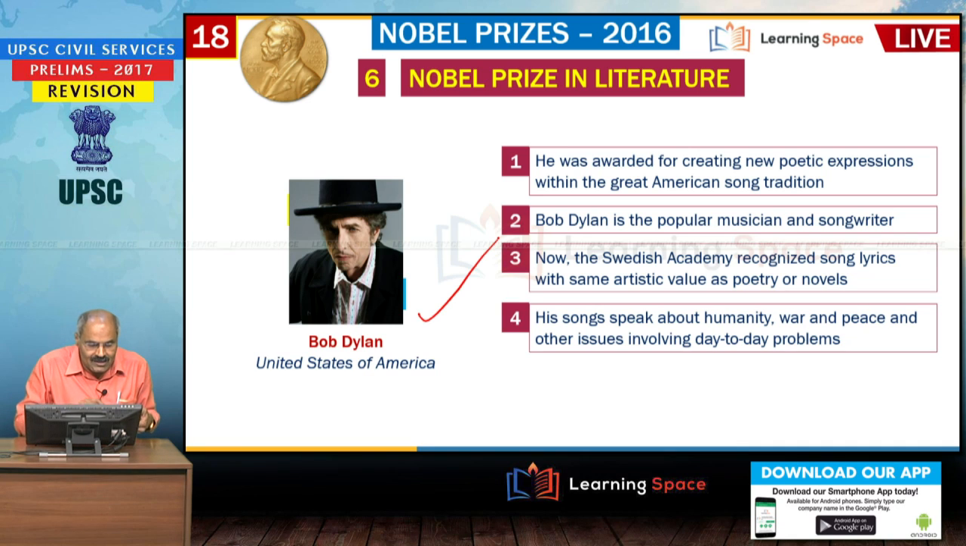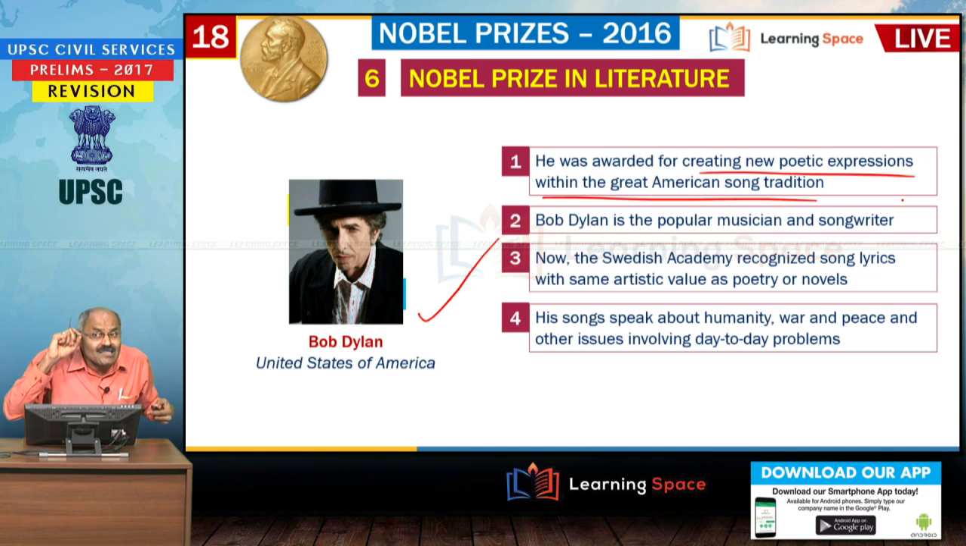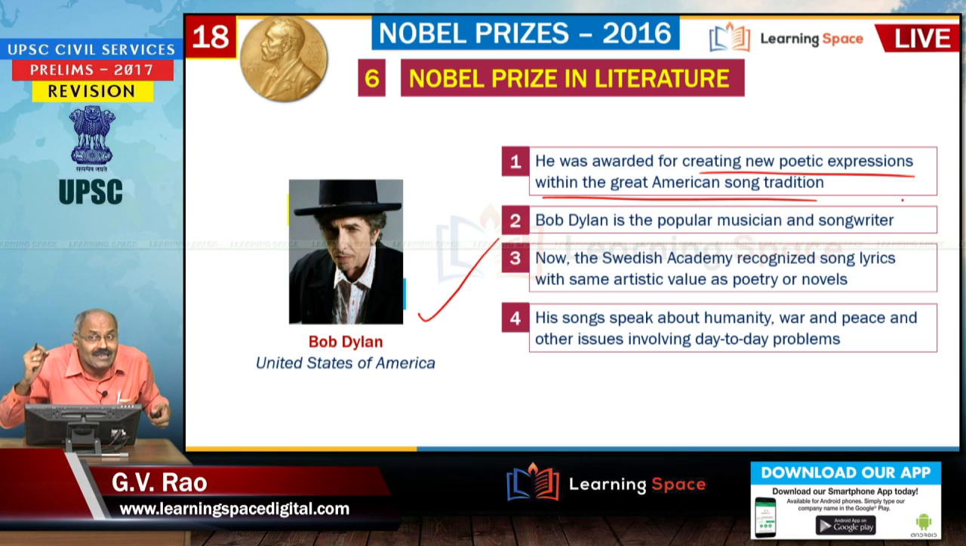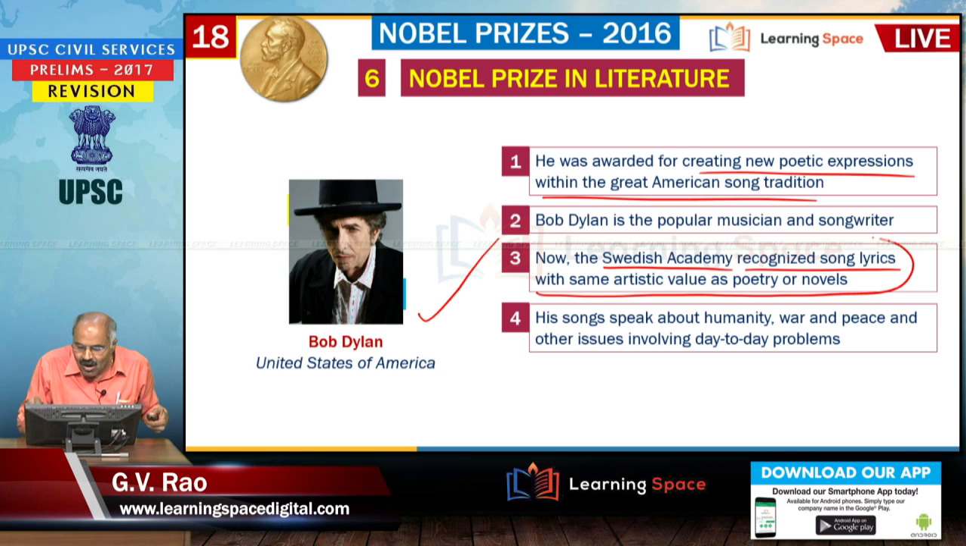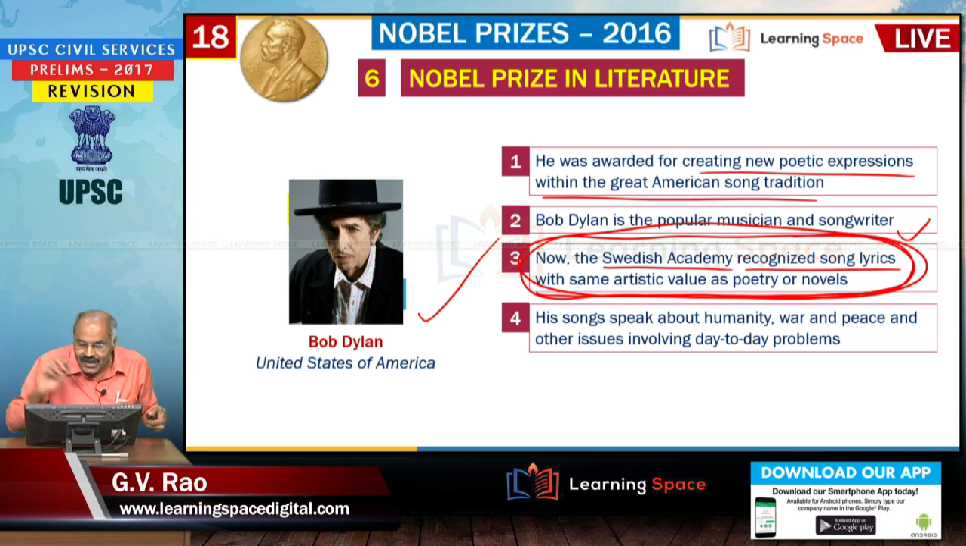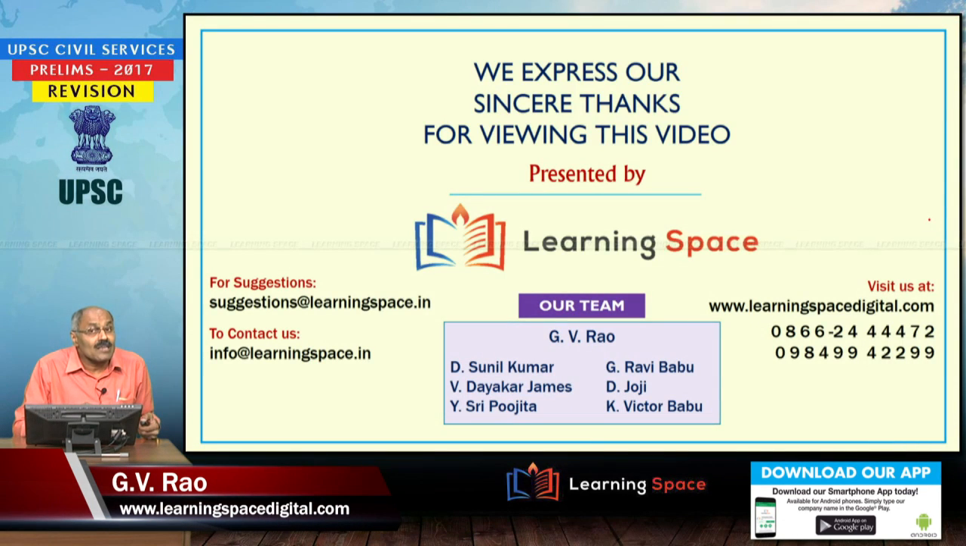All of you are familiar with Bob Dylan, and he was awarded for creating poetic expressions within the great American song tradition. So, literature assumed significance because it has gone for poetic expressions within the great American song tradition. Now the Swedish Academy recognized song lyrics with the same artistic value as poetry or novels. This is very important. Right friends, we came to the end of today's 14th revision class.